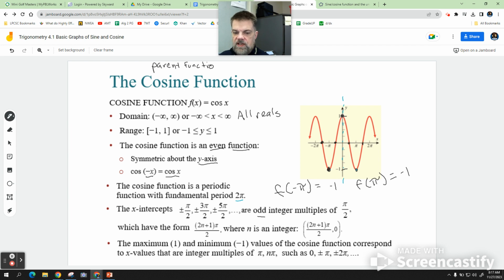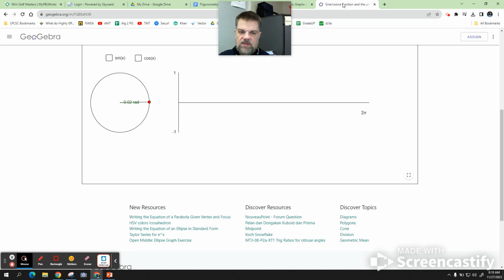Odd integers, I should say. Odd integer multiples of pi over 2. And then the minimum and maximum values are 1 and negative 1. And those minimum and maximum values occur at an integer multiple of pi. So it could be positive or negative. Okay? So plus or minus pi, plus or minus 2 pi, plus or minus 3 pi, and so forth. Now what I want you to see, and there really isn't much to write down, is why that happens.